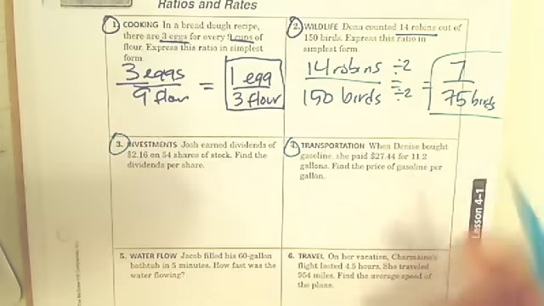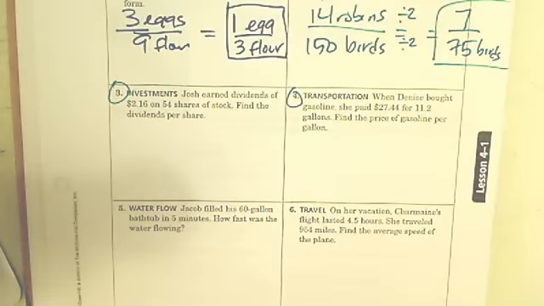Please go ahead, and bless you. Doing 3 and 4, I'm going to walk around the room. We still have time, so you're good. Do number 3 and 4, please. On number 3, be careful of the money.